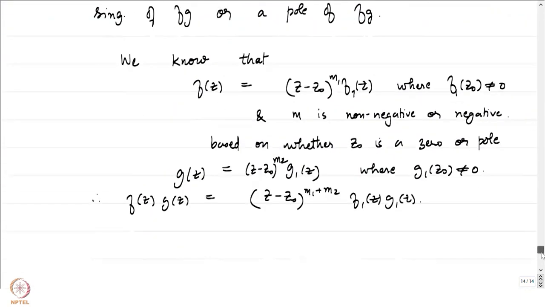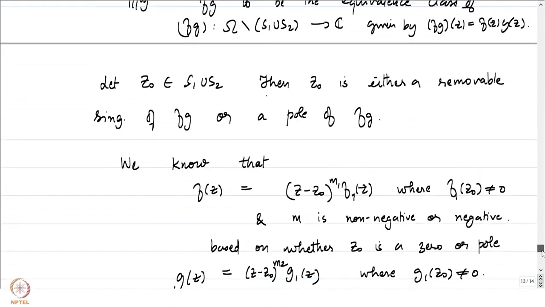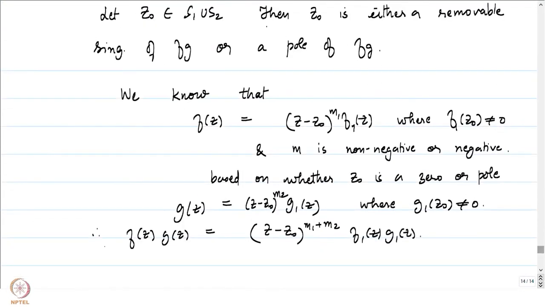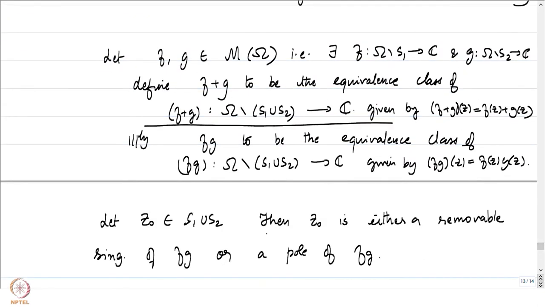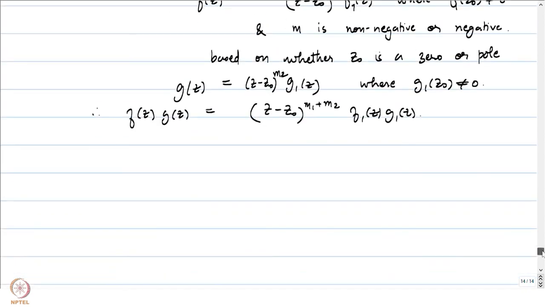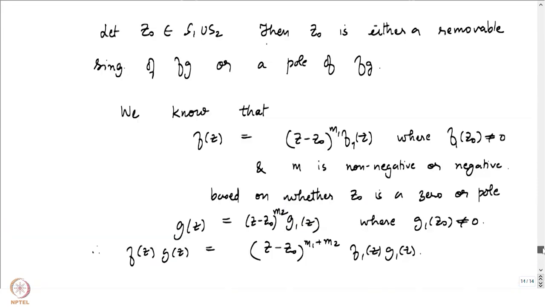So I'm trying to squeeze in all the cases here. You should actually sit down and think about what are the various cases that are being considered to conclude that the point Z0 is either a removable singularity or a pole. It cannot be an essential singularity because of the behavior of the function F in a neighborhood of Z0 and the function G in a neighborhood of Z0. A very similar argument, wherein you take all the cases here, will tell us that the points of S1 union S2 are going to be either removable singularities of F plus G, or a pole of F plus G. Okay, so that is good.